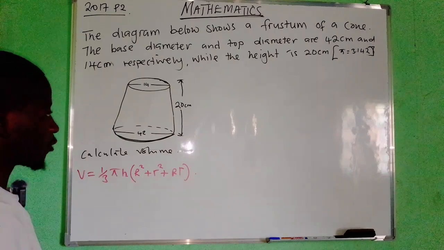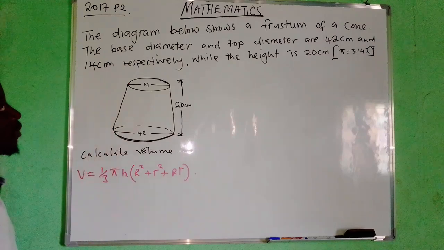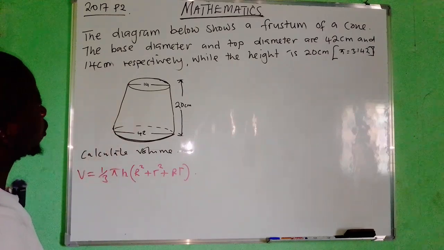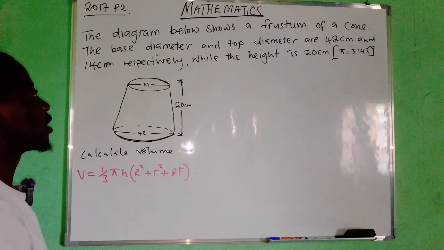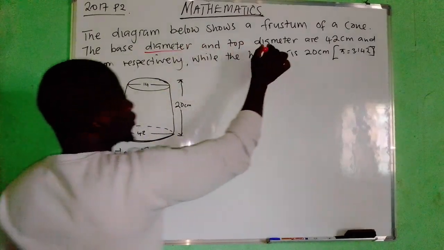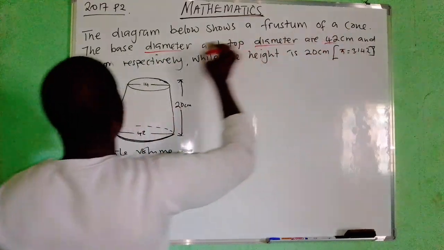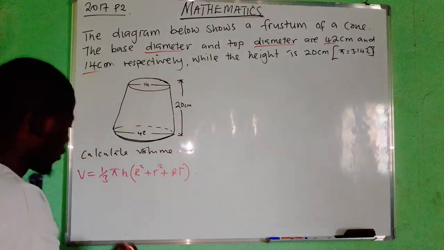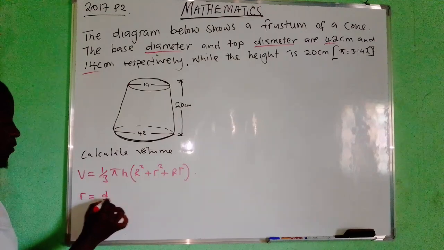The only key parts that we have to look at is we have to have the radiuses. So from the information we've been given, when we read the question, it's saying the diagram below shows the frustum of a coin, the base diameter. So we've been given diameters. So in these diameters, we have to find the radiuses. Now, the radius of 42 and the radius of 14. So we say radius is equal to diameter divided by 2.